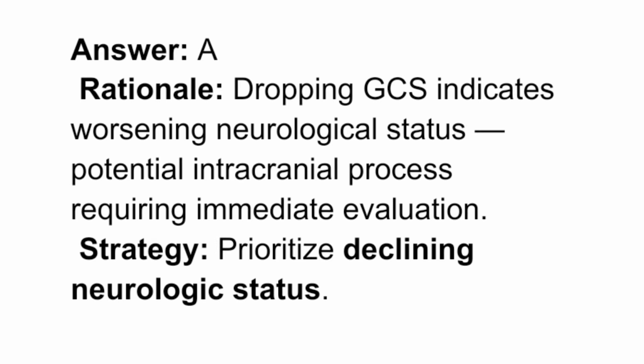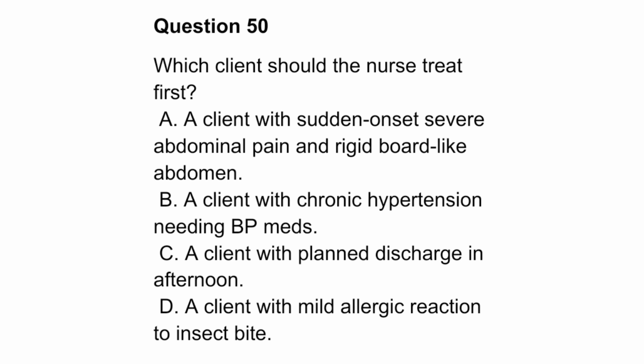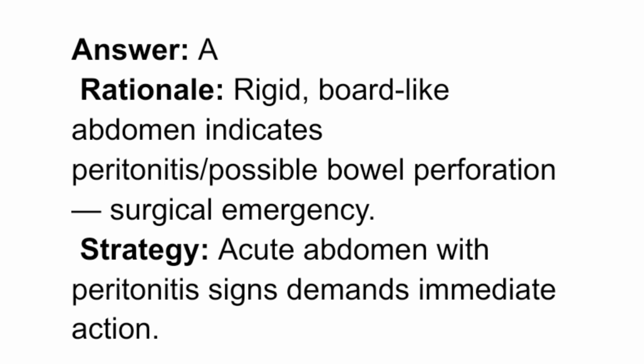Strategy: prioritize declining neurologic status. Question 50. Which client should the nurse treat first? A. A client with sudden onset severe abdominal pain and rigid board-like abdomen. B. A client with chronic hypertension needing BP meds. C. A client with planned discharge in afternoon. D. A client with mild allergic reaction to insect bite. Answer: A. Rationale: rigid, board-like abdomen indicates peritonitis/possible bowel perforation, surgical emergency.